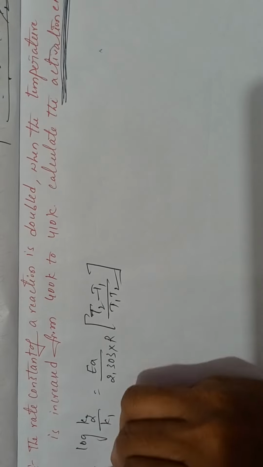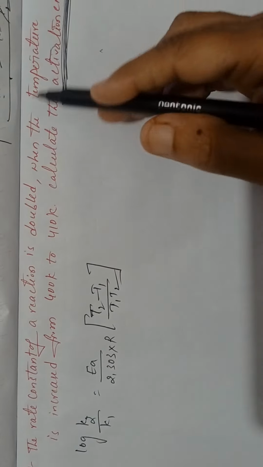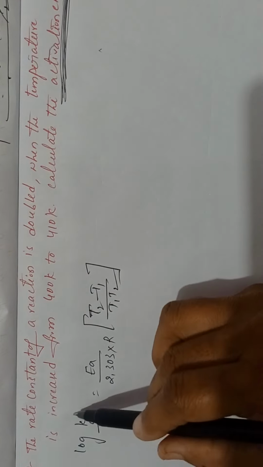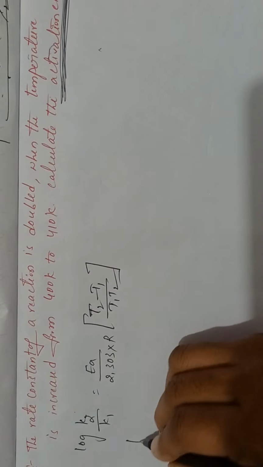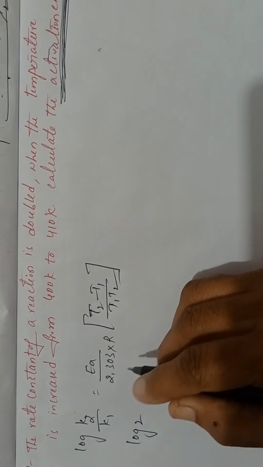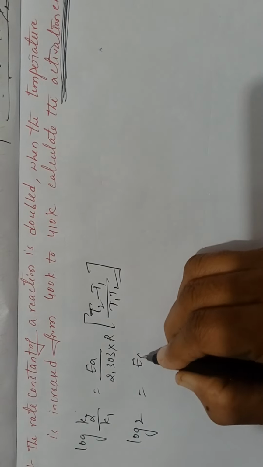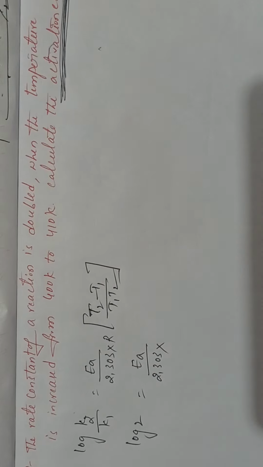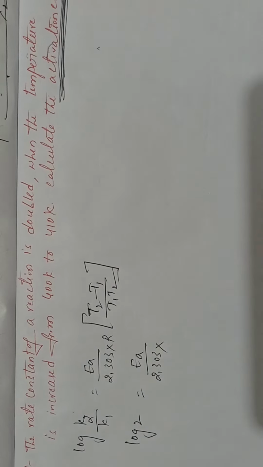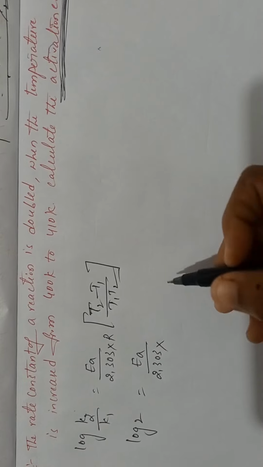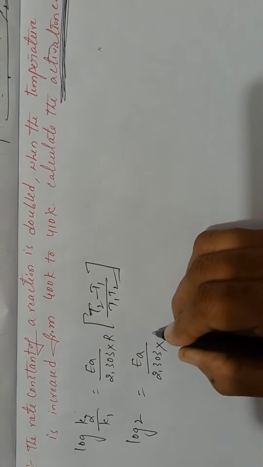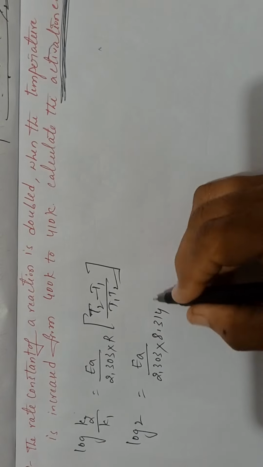Now see, what is given here? The K2 by K1 value: the rate constant of a reaction is doubled. Doubled means K2 by K1 value is 2. So log 2 is equal to Ea, the activation energy we should find, by 2.303 into R value. What is the R value, students? R value is 8.314.